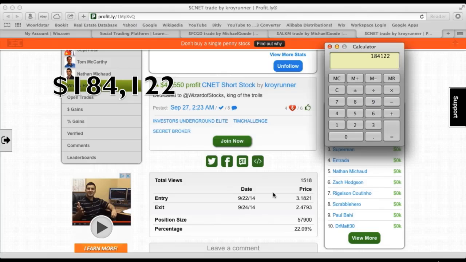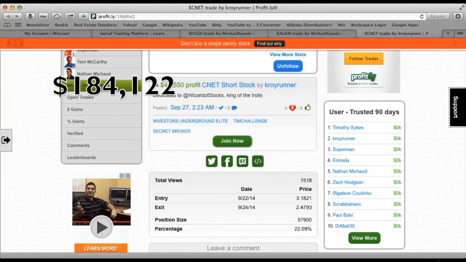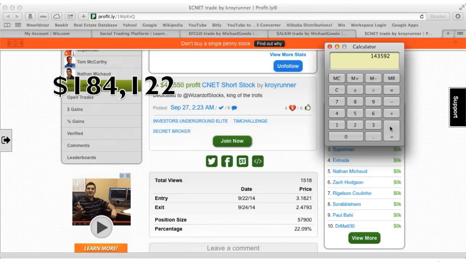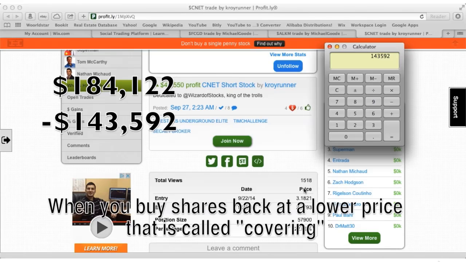So now 2 days later, which was September 24th, he bought those same 57,900 shares back for $2.47. So let's just do the math on that. We'll round that up to 248. 248 times 57,900. That's $143,592. So he covered. That's what it's called. When you buy the shares back at a cheaper price, that's called covering. So remember that. He covered at 2.47. That means that he bought the whole 57,900 shares back and gave them back to his broker. And now he gets to keep that profit that's in between.